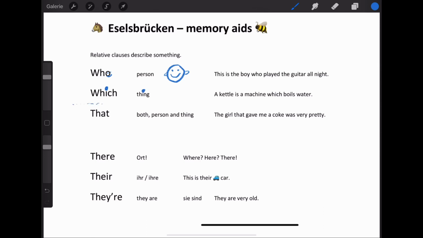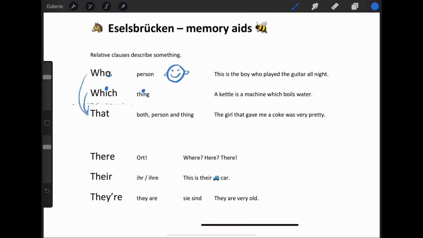And if you get lost and you say, well, I can't really remember that, both are possible with persons and things if you use that. So again, who is for persons, which is for things. That can be used for both persons and things. And if you are in the final exam and you can't remember, take the that. That's on the safe side.